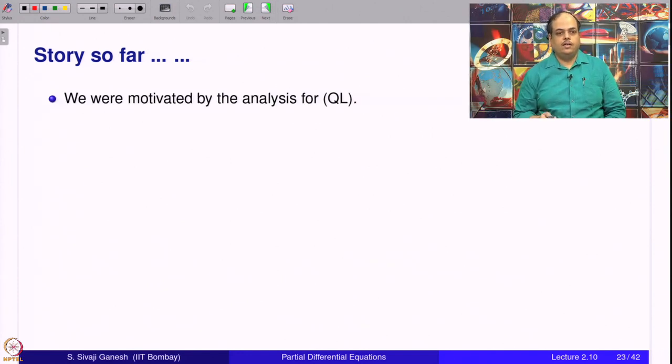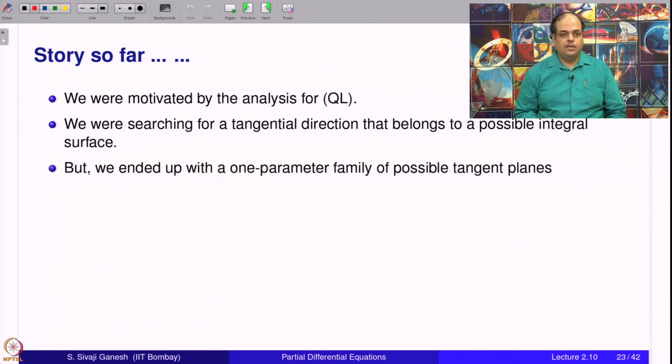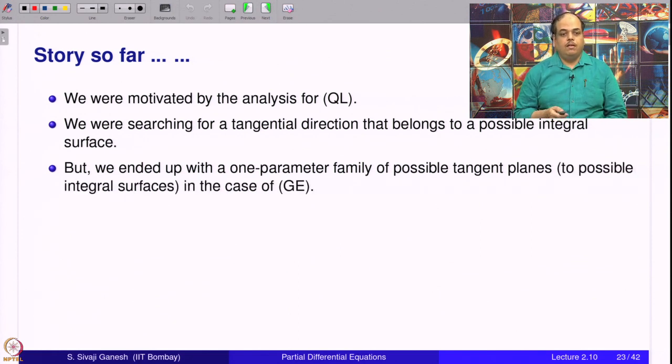Okay. Story so far, we were motivated by the analysis of quasilinear equations. We were searching for a tangential direction that belongs to a possible integral surface, but we ended up with a one parameter family of possible tangent planes. Okay. Now, we need to pick up one direction from this. How do you pick up that? That is a problem. Let us see how that is overcome.